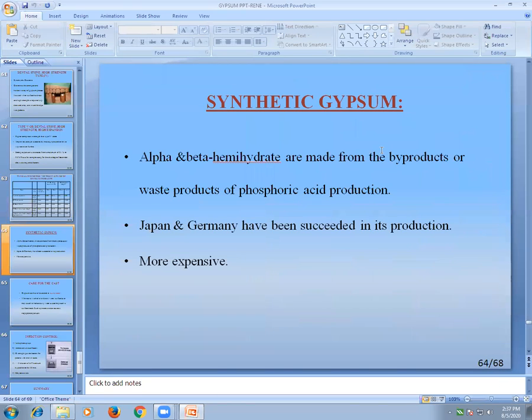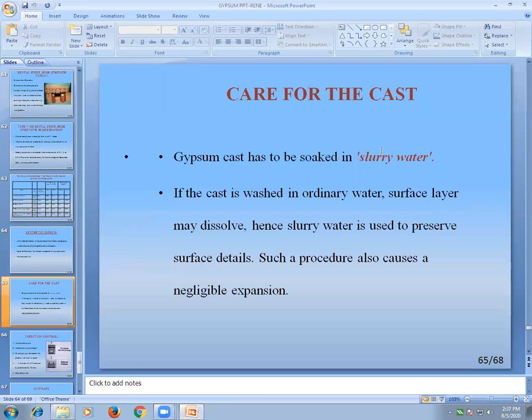Then synthetic gypsums. Synthetic gypsums, alpha and beta hemihydrate, are made from the byproducts or waste products of phosphoric acid production. Japan and Germany have succeeded in its production, but the drawback of this technique is that it is more expensive.